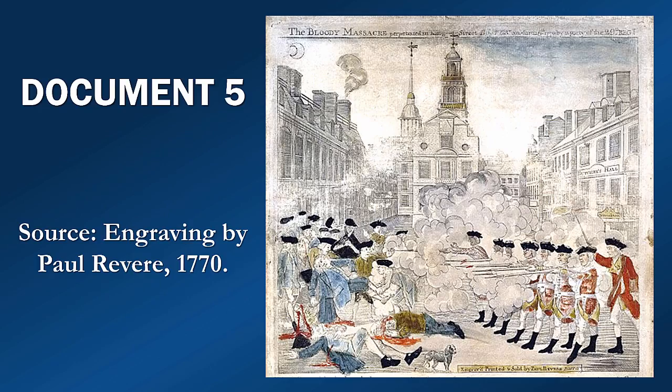So, for example, document 5, an engraving by Paul Revere, 1770. I'd already noted how Paul Revere was a member of the Sons of Liberty. He was somebody who did not have a high opinion of the British troops in the colony. So we've already identified document 5 as propaganda.